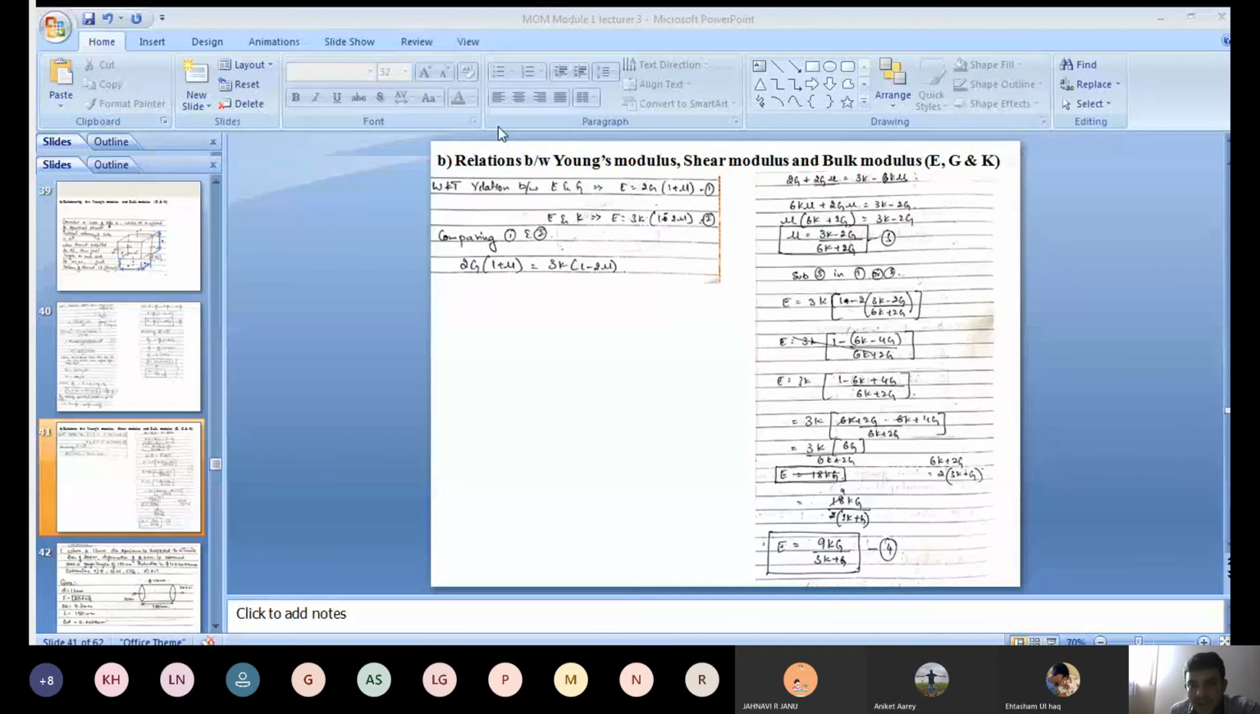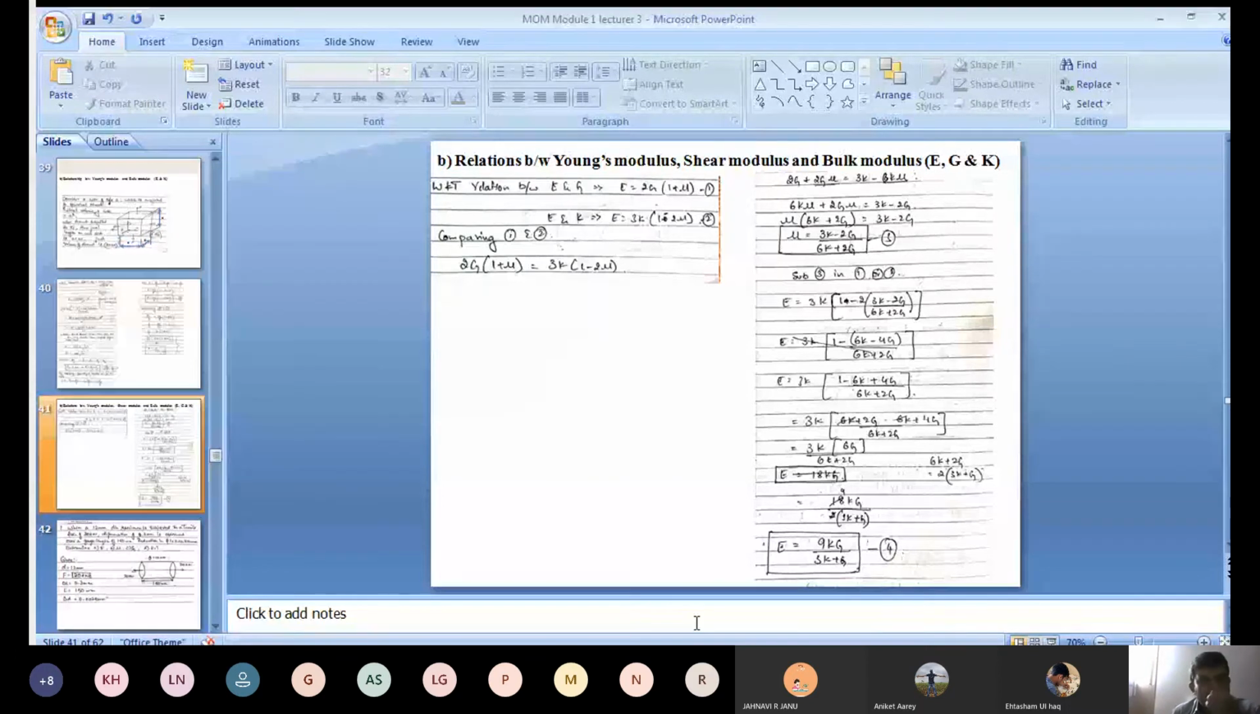Now, if I want the relation between Young's modulus, shear modulus and bulk modulus, see, Young's modulus is equal to 9 times K G divided by 3 times K plus G. These are the derivations, out of which you can expect one derivation. You can check the previous year question paper, for your 1 or 2 marks; once they ask this question, the relation between Young's modulus and bulk modulus, or Young's modulus and shear modulus. You can check the previous year question paper.